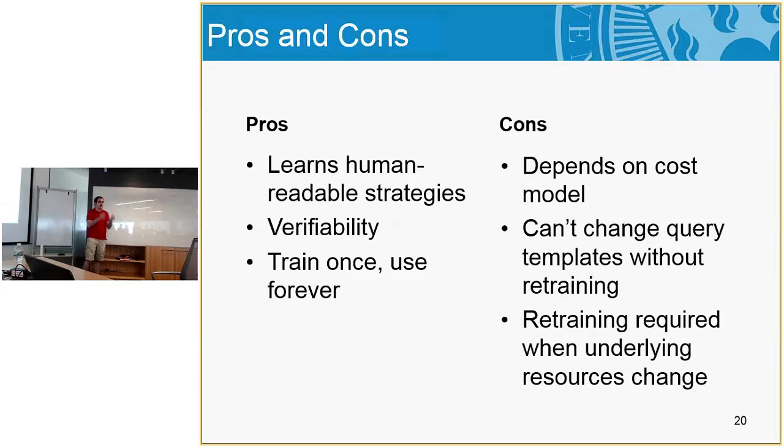Once you pay that training overhead of 10 seconds to 2 minutes, you have that model, it's good forever. You can apply it very quickly to any number of queries. But it does have some disadvantages. One of the biggest ones possibly is that it depends on that cost model. It depends on the ability to take a query and say, how long is this going to run on this VM? That's a really hard problem that is still being actively researched.